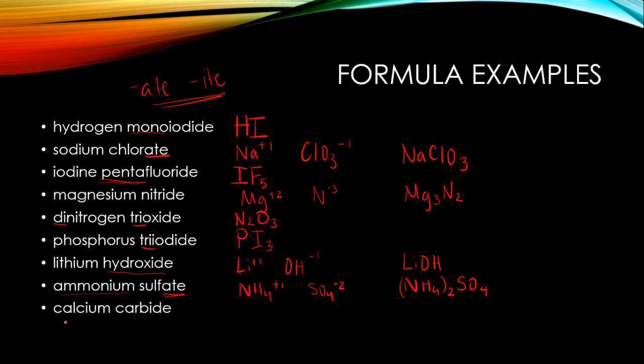The last but not least is calcium carbide. I see no prefixes, so this is ionic. Calcium is a +2. Carbide is a -4. Okay, they do not add up to 0, but if I have 2 calciums, that'll be a +4. So I need to have 2 of those. Ca2C would be my final formula.